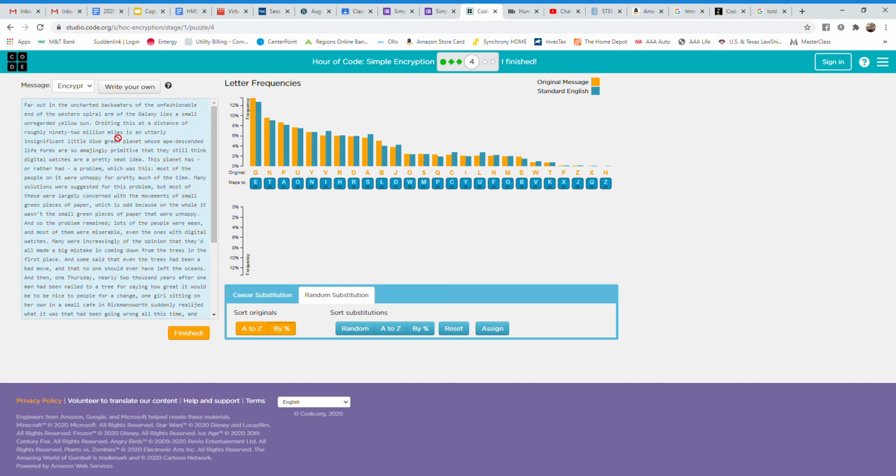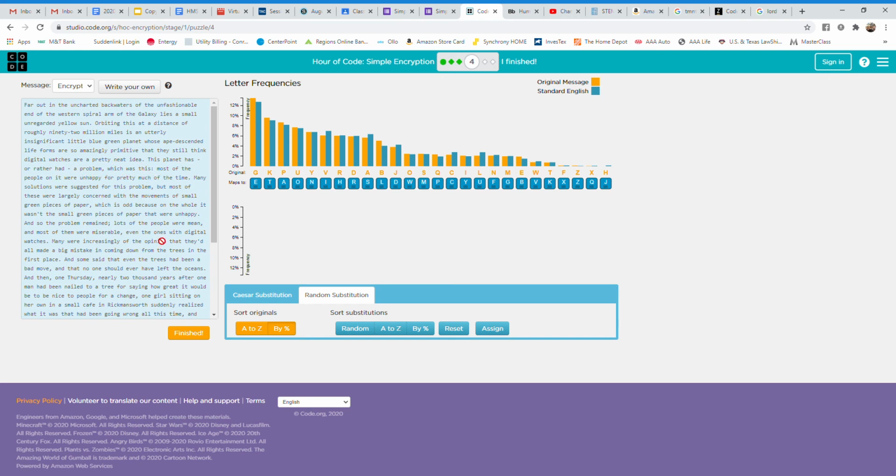They're talking about our sun. Orbiting this at a distance of roughly 92 million miles is an utterly insignificant little blue-green planet, that's us, whose ape-descended life forms are so amazingly primitive that they still think digital watches are a pretty neat idea. Oh, Z is Z. Z is itself, and that can happen.